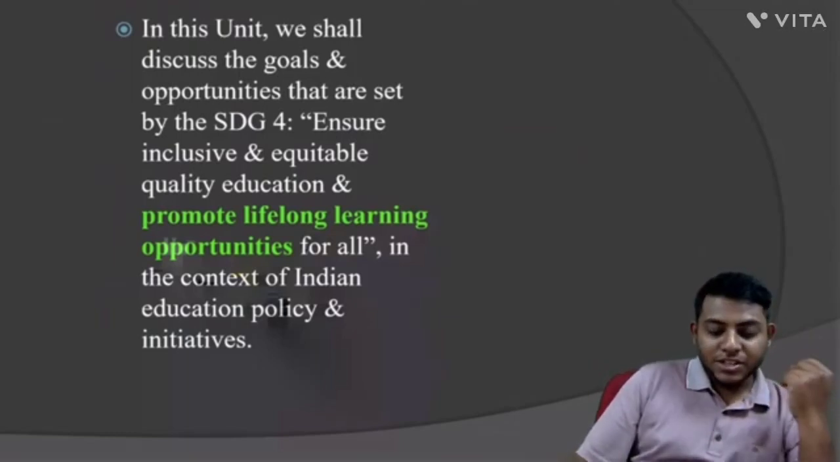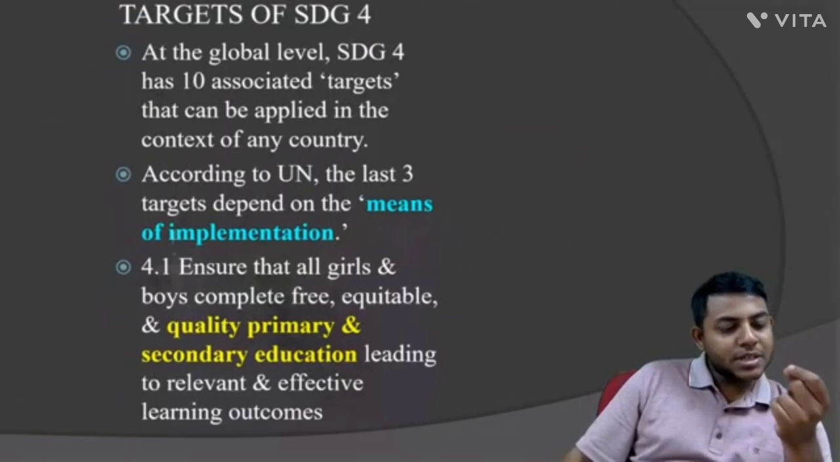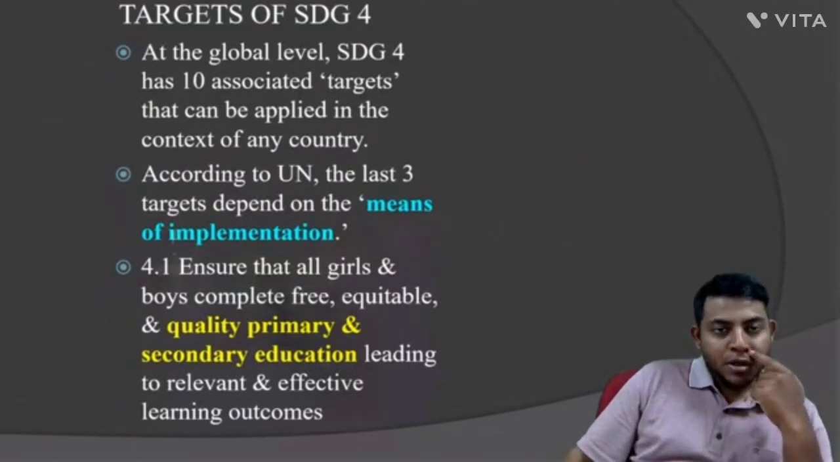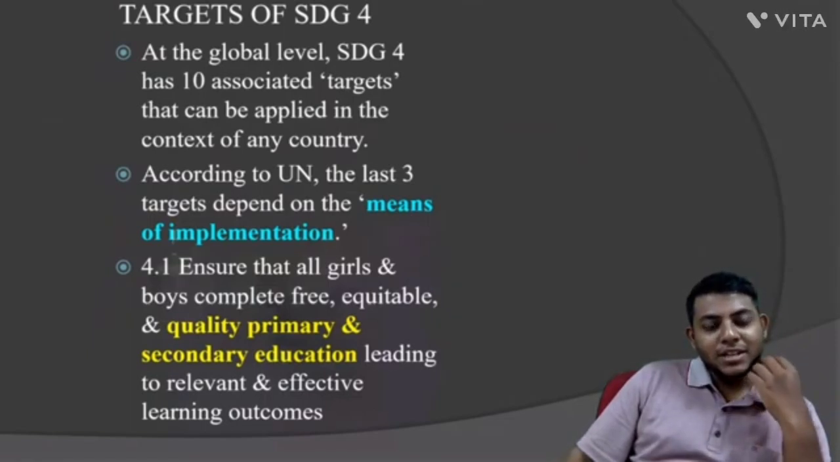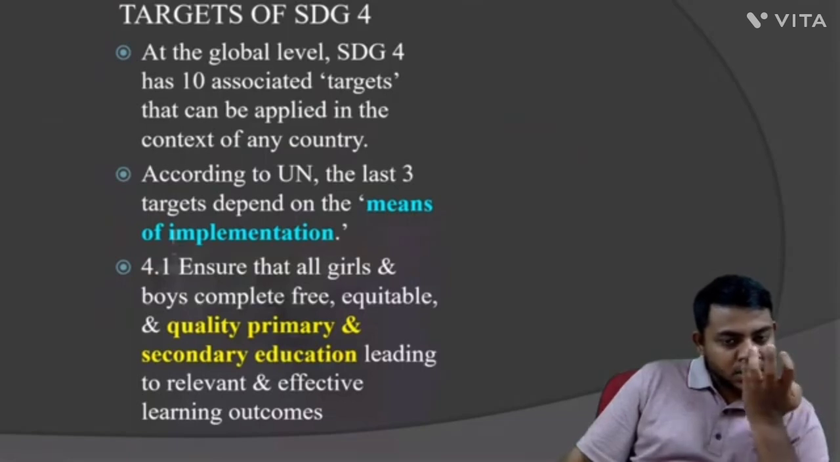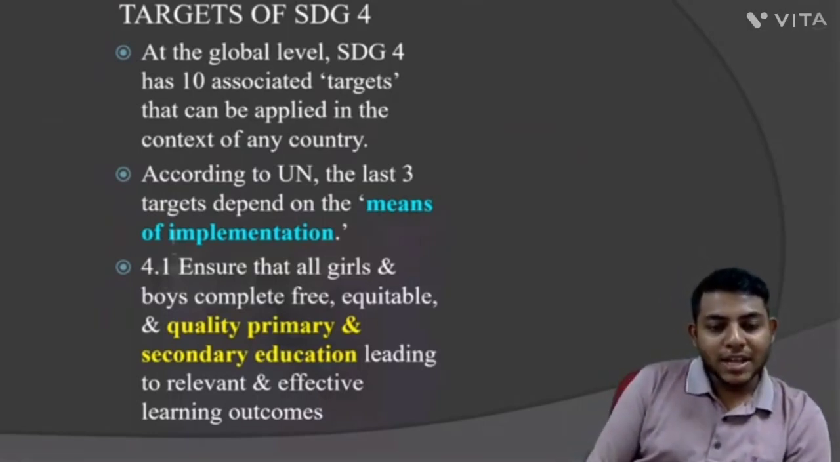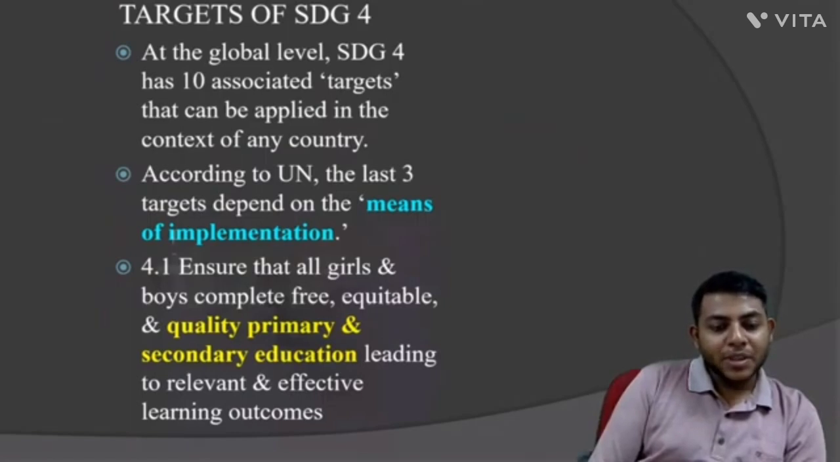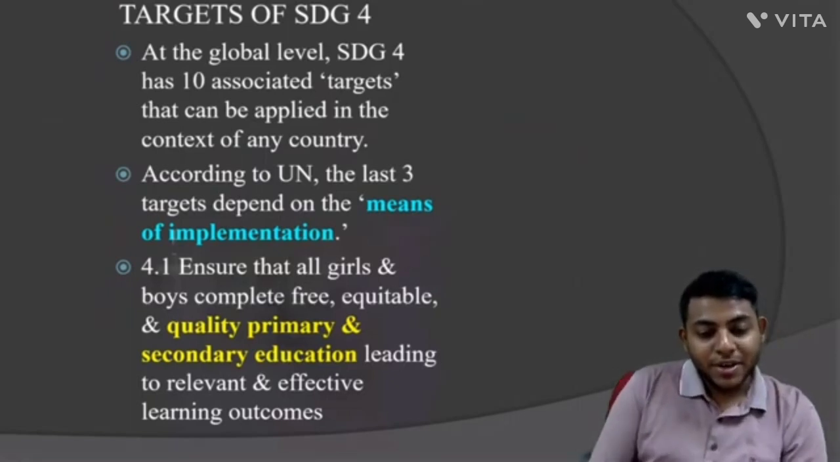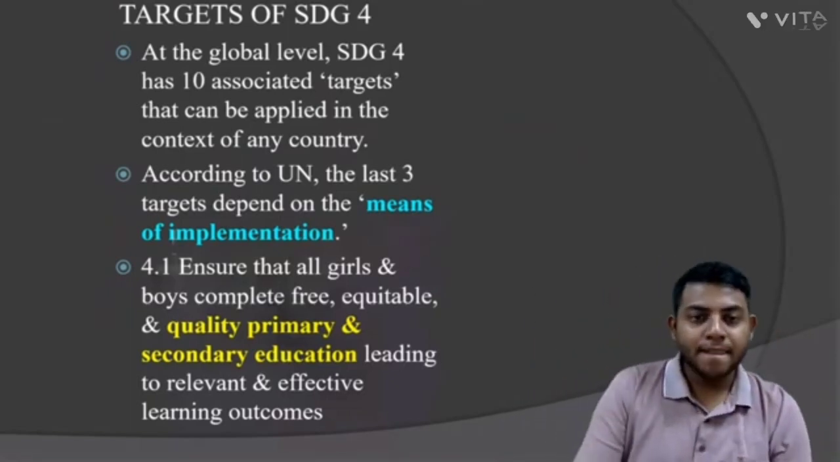education policy and initiatives. Now, if we discuss the targets of Sustainable Development Goal 4 at the global level, Sustainable Development Goal 4 has 10 associated targets that can be applied in the context of any country. According to the United Nations, the last 3 targets depend on the means of implementation. So 4.1 of Sustainable Development Goal 4 says that all girls and boys get complete, free, equitable and quality primary and secondary education, leading to relevant and effective learning outcomes.